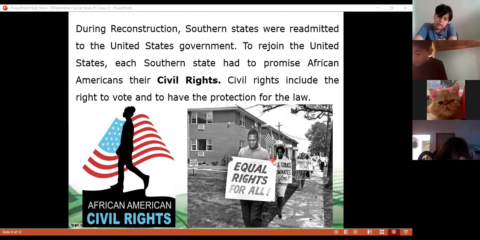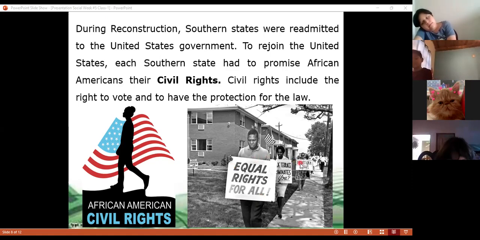But then after this Civil War and after all this Reconstruction and all these amendments, these changes in the 13th Amendment, they have a civil right. What was the civil right? The right to vote and have protections under the law. So equal rights for all, they were saying that.